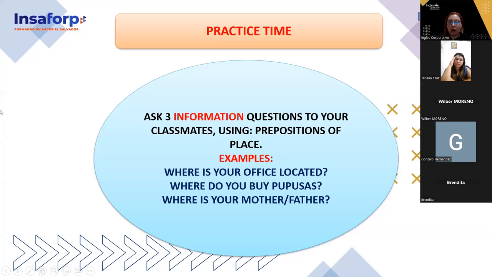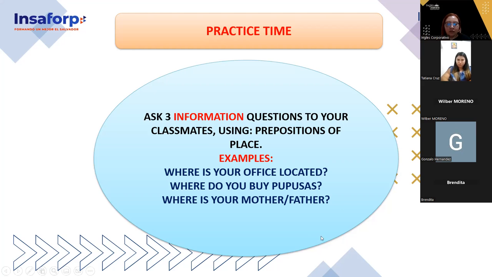Y ahora vamos a hacer el mismo ejercicio, pero vamos a hablar preguntas de información. Ahora vamos a pedir información, en esta ocasión de preposiciones. Nos dicen, where is your office located? Where do you buy pupusas? Where is your mother? Where is your father? La pregunta que vamos a utilizar es where, para todo ahorita. Solo van a hacer una, okay? Una pregunta usando where y un lugar.